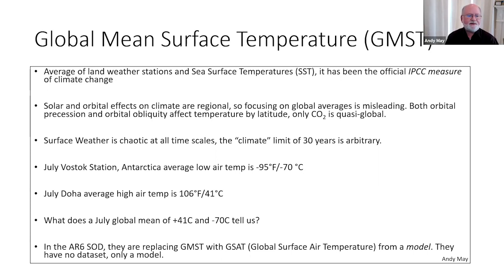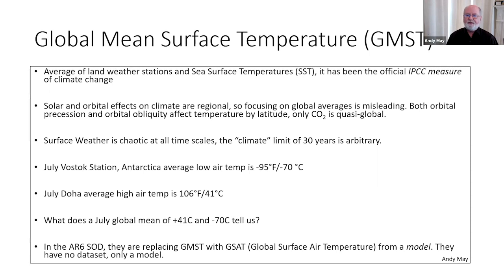In the AR6 SOD, they have decided, at least so far, the final report isn't out yet and probably won't be until July, but they're replacing GMST, which with all of its problems, at least is based on data, with a new measure called GSAT, the Global Surface Air Temperature, which is from a model. It has no data set that it's based on.